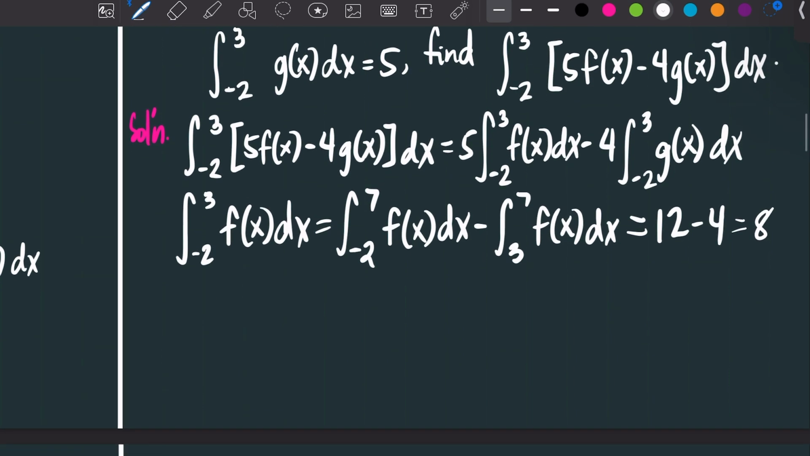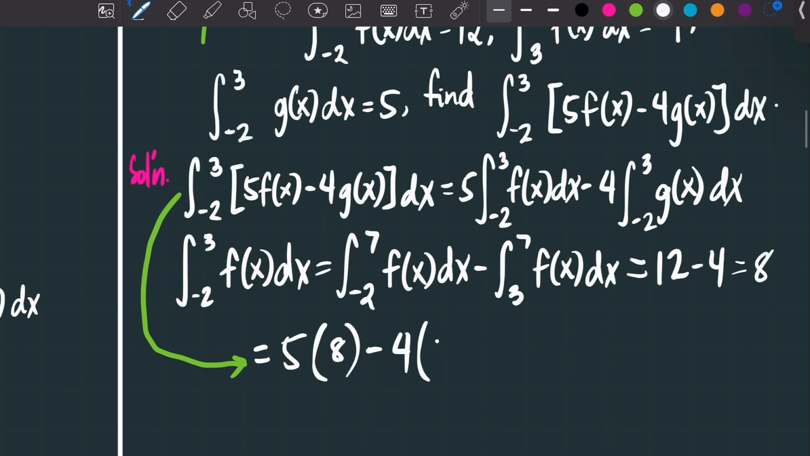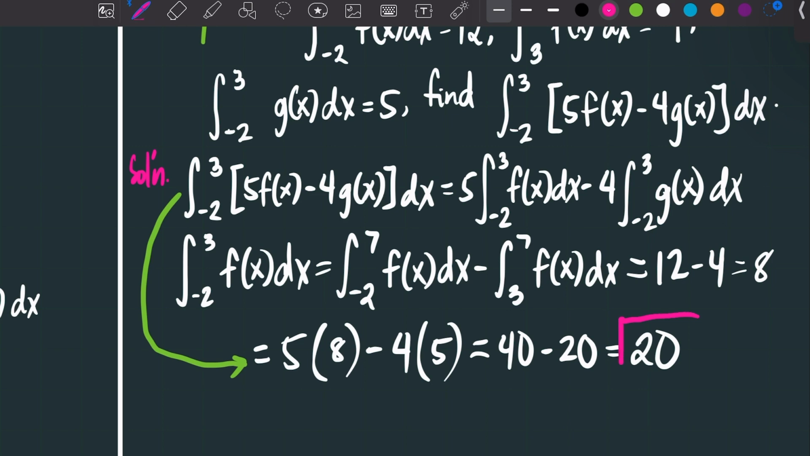So, going back to this one, this should be equal to 5 times the integral of f of x from negative 2 to 3. So, that's 8, minus 4 times the integral of g of x from negative 2 to 3, which is 5. So, 5 times 8 is 40, minus 4 times 5, that's 20. So, the whole area is 20.